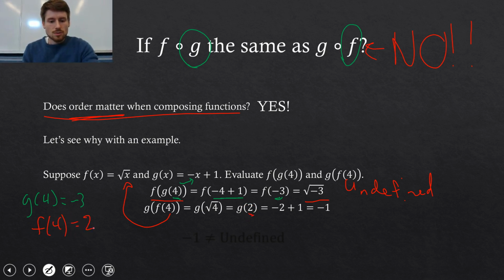Now we plug 2 into g. We plug 2 into this linear equation over here. So when we plug 2 in, we get negative 2 plus 1. So that's negative 1. That's our answer right there.